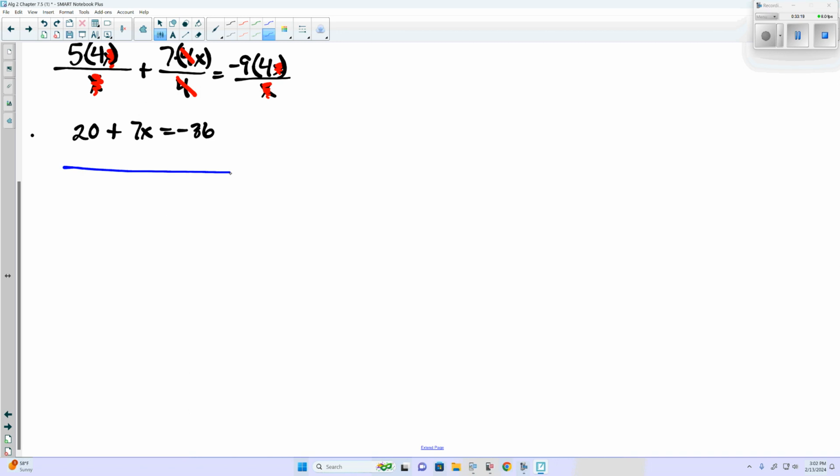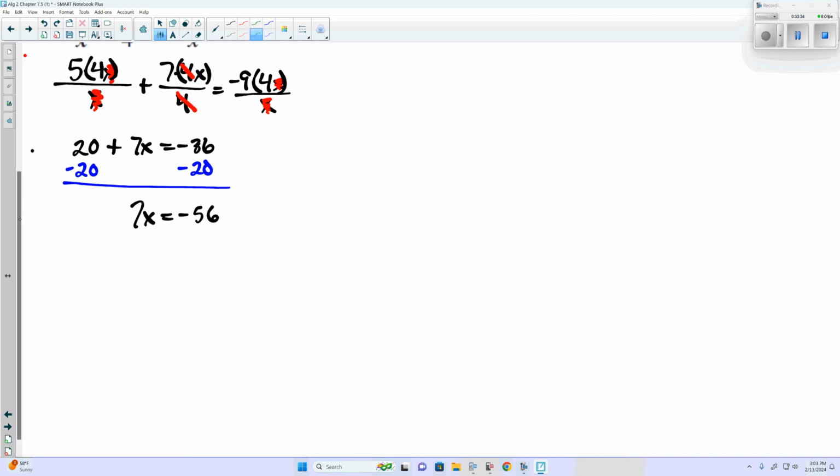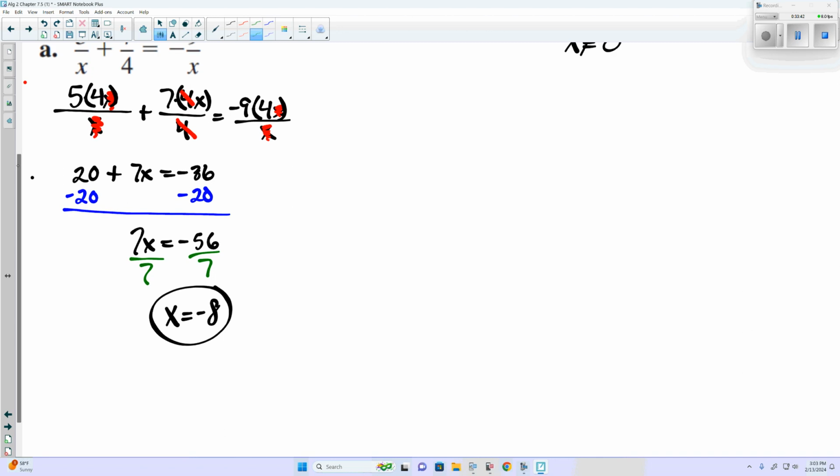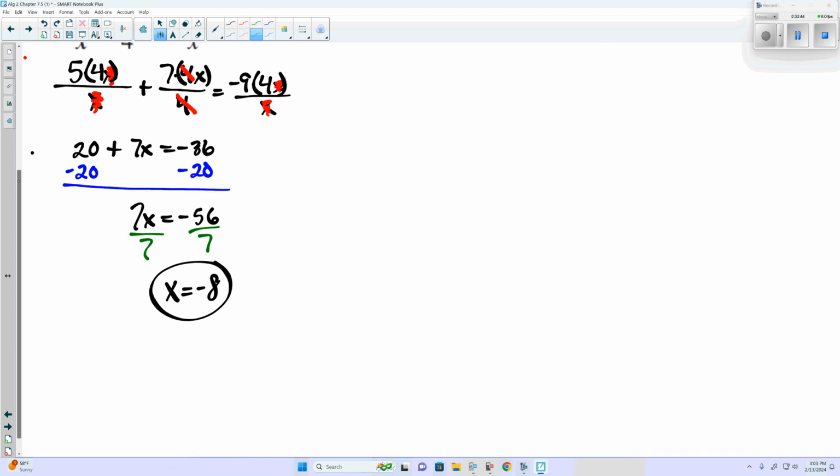Now we just need to solve for the value of x. So what do we need to do next? Minus 20 from both sides. Which will tell us that 7x is equal to negative 56. Divide both sides by 7, telling us x is negative 8.